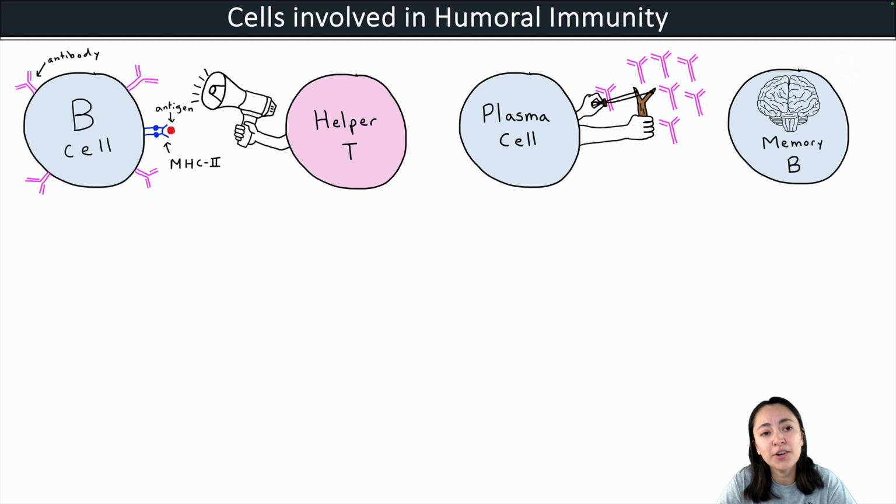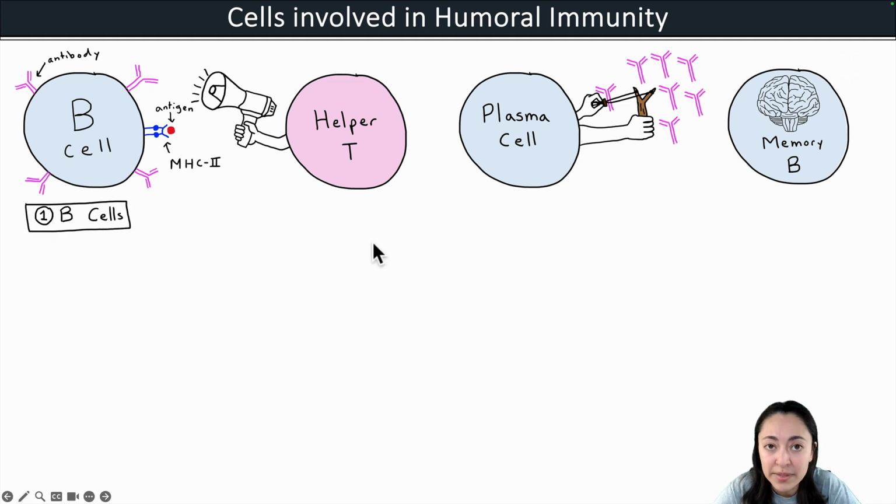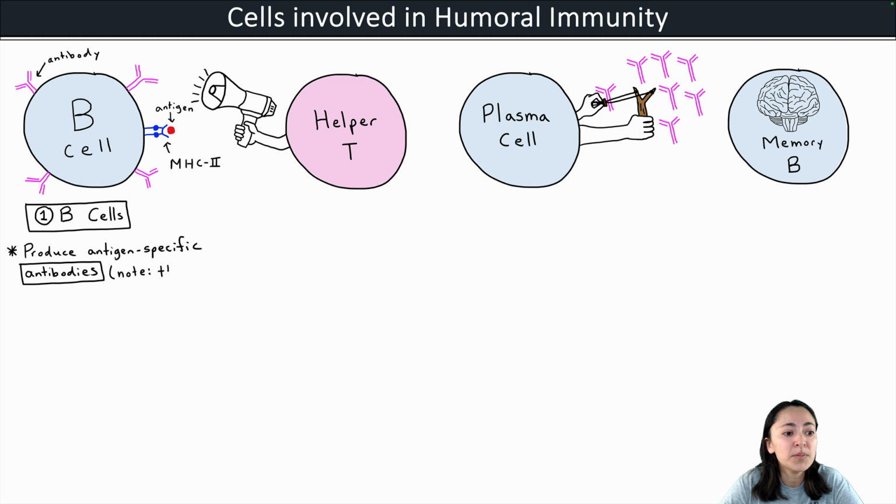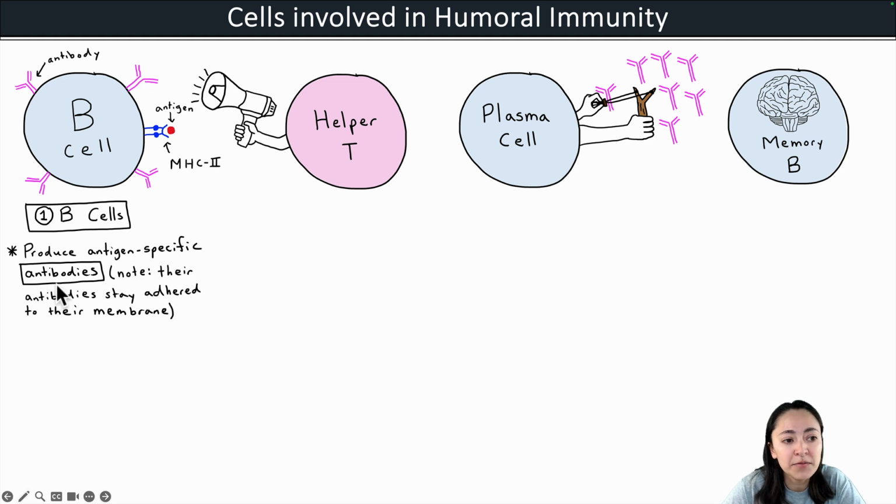Now let's look at the cells involved in your humoral immunity. So let's first look at the B cells. B cells produce antigen-specific antibodies. Note that their antibodies stay adhered to their membrane. So here we have a B cell. It's producing antigen-specific antibodies on its surface. So each type of B cell will produce a specific type of antibody.